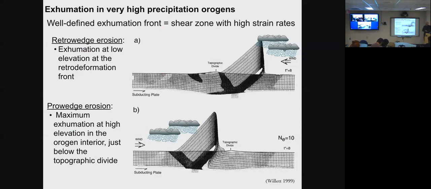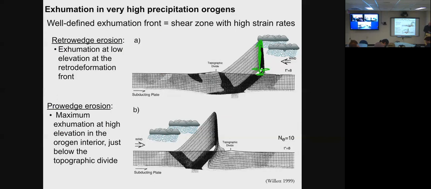If you have very strong retro edge exhumation, the metamorphic belt will be very, very narrow, and pretty significant. All this material has been eroded away, so this point here has been exhumed by this thickness right there. And you'll have a very narrow belt of metamorphic rock exposed at very low elevations on the retro side.